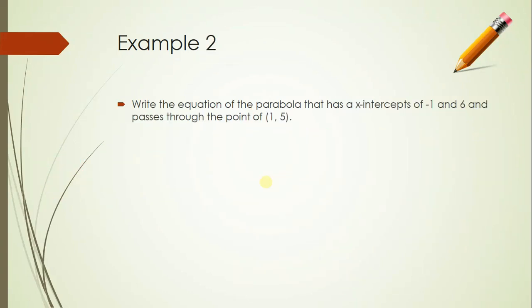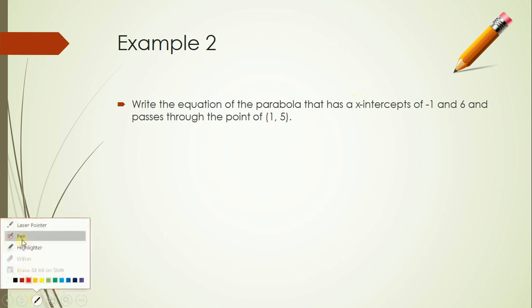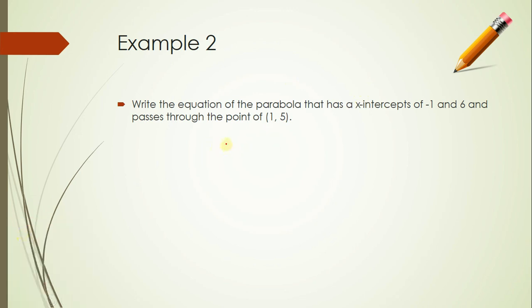Now let's try the second example. So I got an equation of a parabola that has x-intercepts of -1 and 6, and it passes through the point (1, 5). So notice how this is different than the first example. I'm not given the vertex on this one. I'm given the x-intercepts, but I'm still given that random point. But since I'm only given the x-intercepts, I need to use intercept form. So I got y equals a(x minus q)(x minus r). Got to use my intercept form on this particular one.